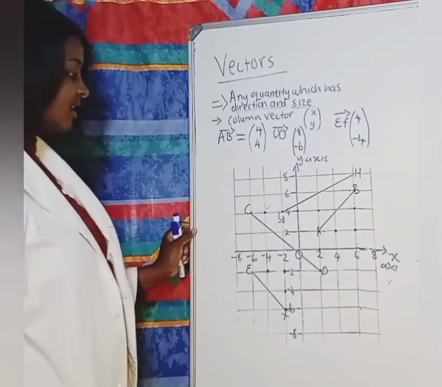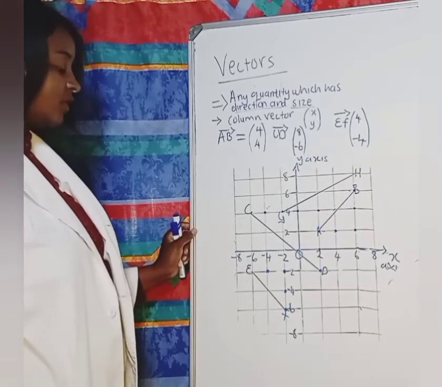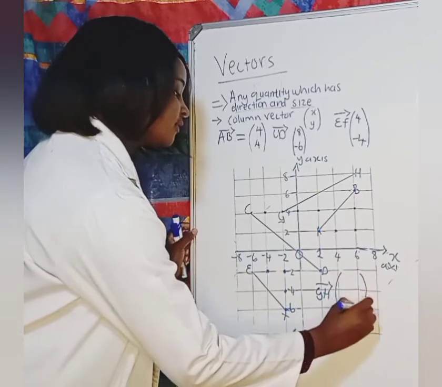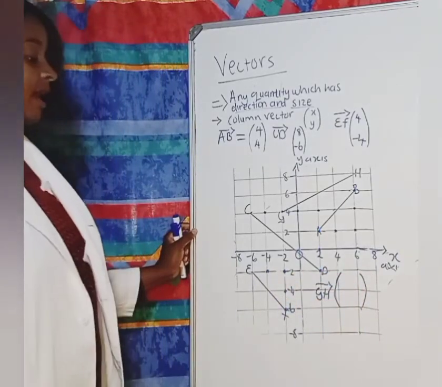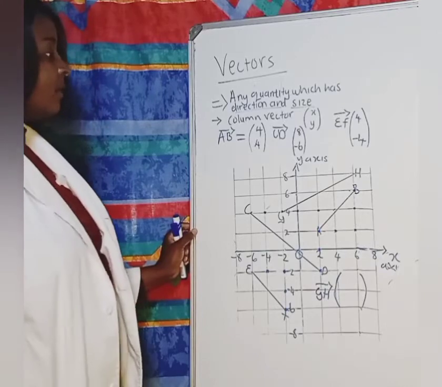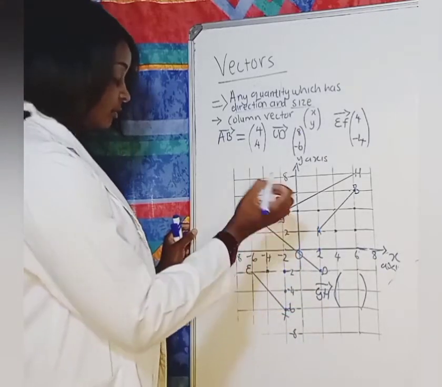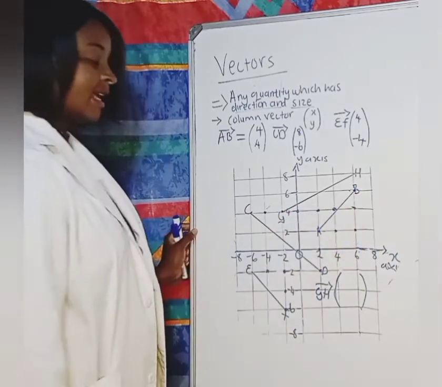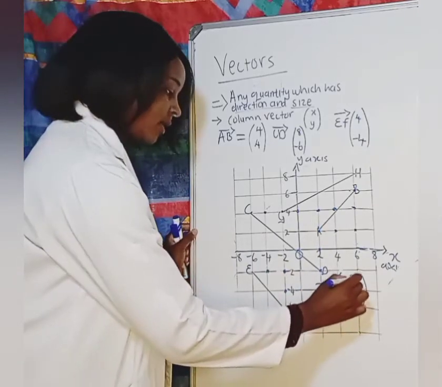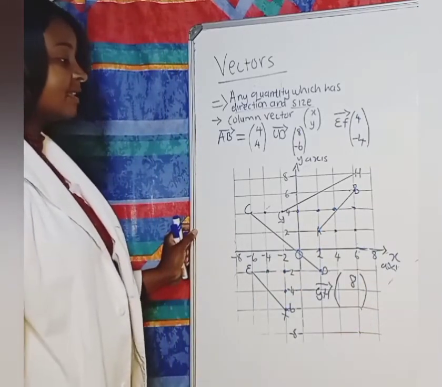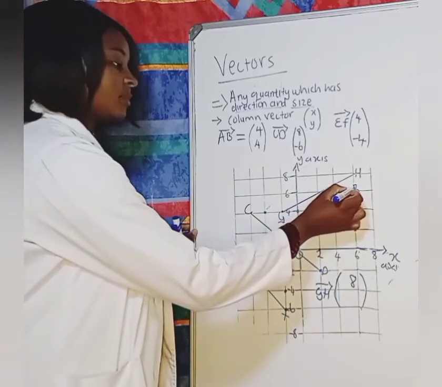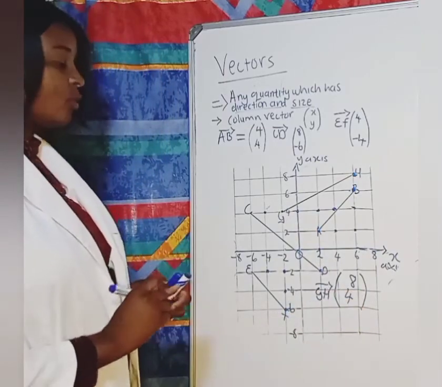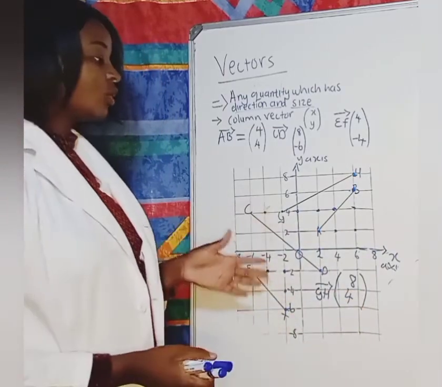What about the last one, GH? Let me put it here. I'm afraid I'll be out of scale, so I'll write it here. I know this graph appears perfectly in my video. We are moving from G to H. So let's move 2, 4, 6, 8. It's 8 units going to the right in the x-axis, so our 8 value is positive. What about the y-axis going up? We are going up, so it's going to be positive. It's 2, 4. So it's 8, 4. This is how we name our vectors when they are shown on a Cartesian plane.